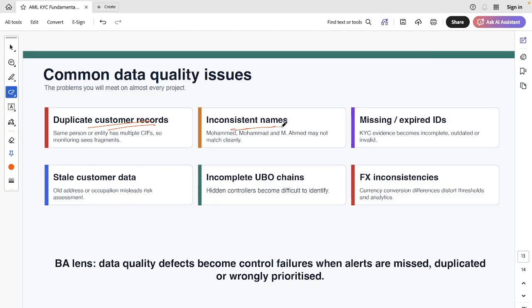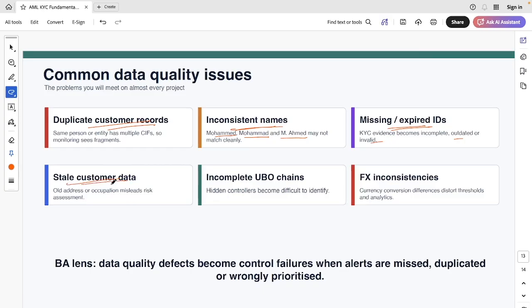Second is inconsistent names. For example, we have Muhammad with different alphabets or different ways of writing. They may refer to the same person, but poor matching logic may treat them differently. So this affects screening because sanctions and PEP matching depends heavily on name quality. Third is missing or expired IDs. If KYC documents are incomplete or outdated or invalid, the bank cannot properly verify the customer.